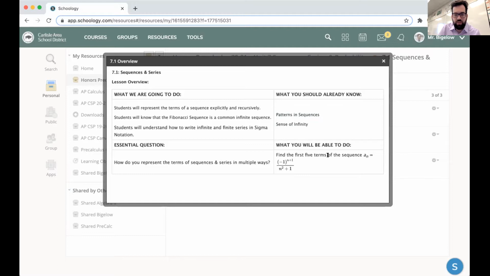Something you'll be able to do by the end of this lesson is find the first 5 terms of the sequence a sub n equals this fraction. That's the kind of thing we're going to be looking at today. There's a lot of vocabulary that goes into sequences and series that's going to be important. So I'm going to switch over to the notes so we can get started.